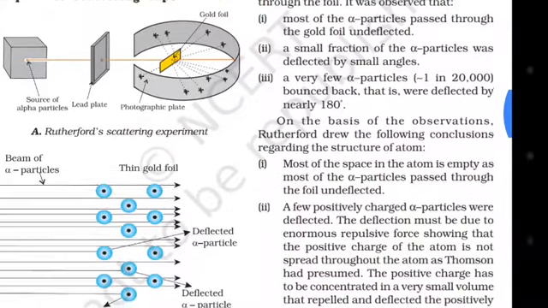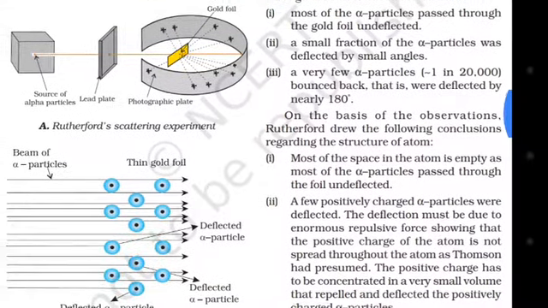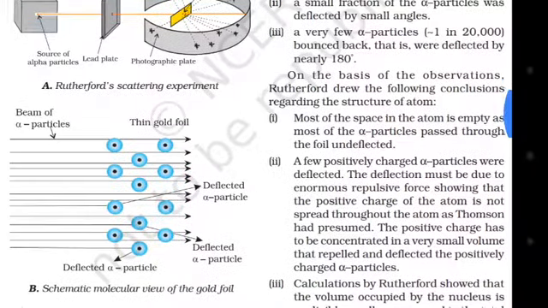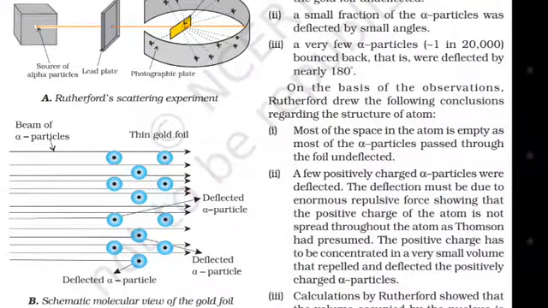180 degrees. On the basis of these observations, Rutherford drew the following conclusions regarding the structure of the atom. First, most of the space in the atom is empty, as most of the alpha particles pass through the foil undeflected. Second, a few positively charged alpha particles were deflected.